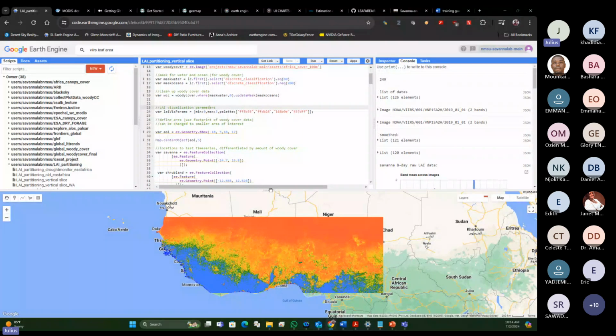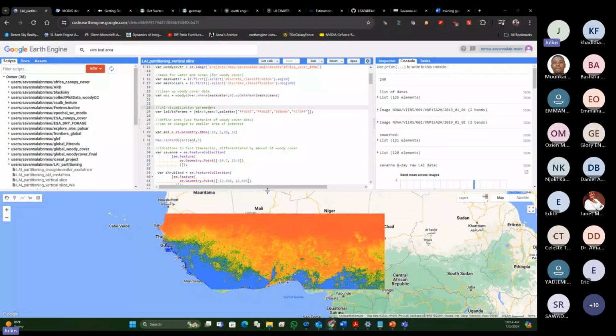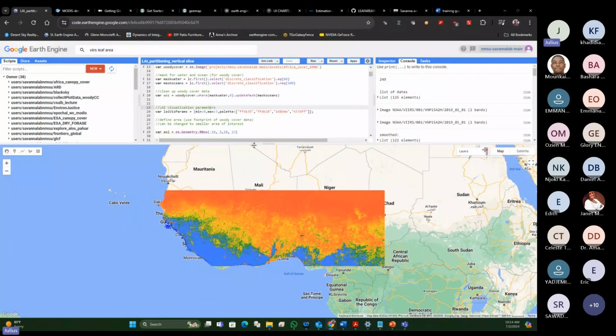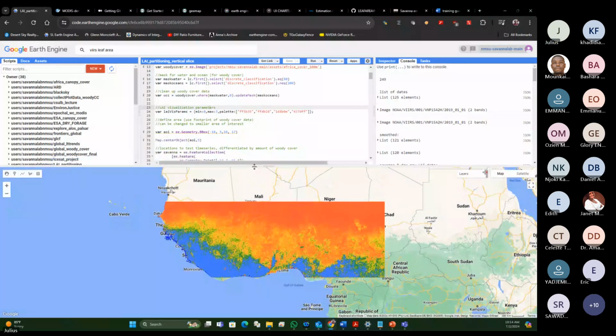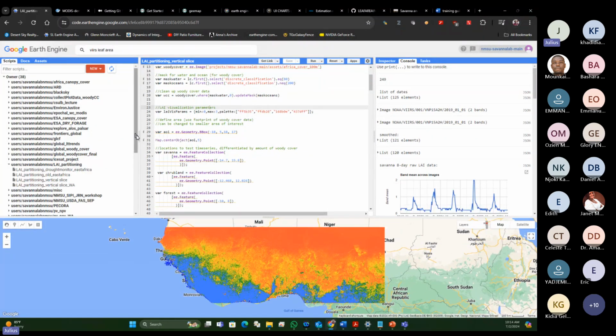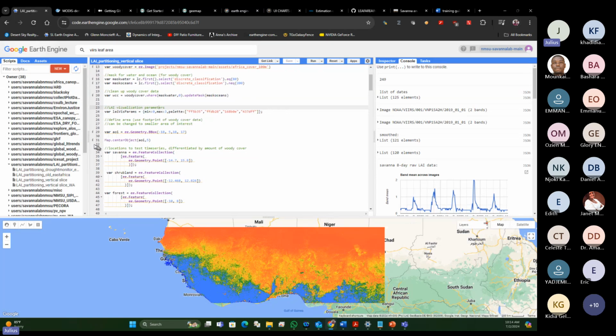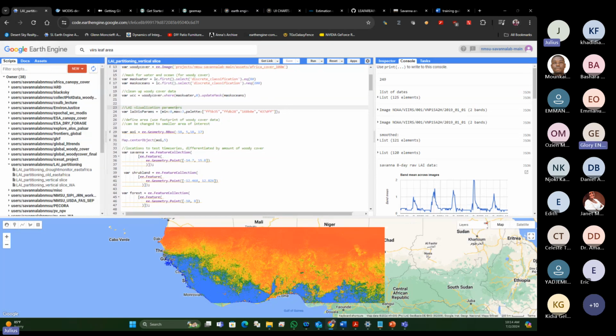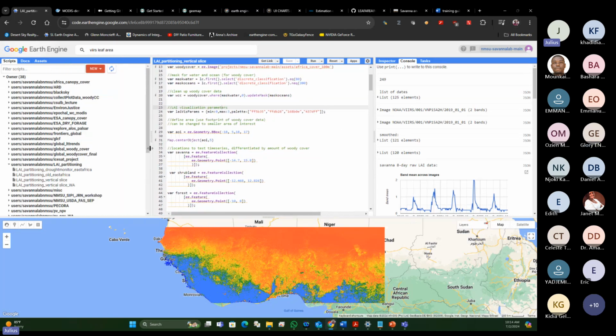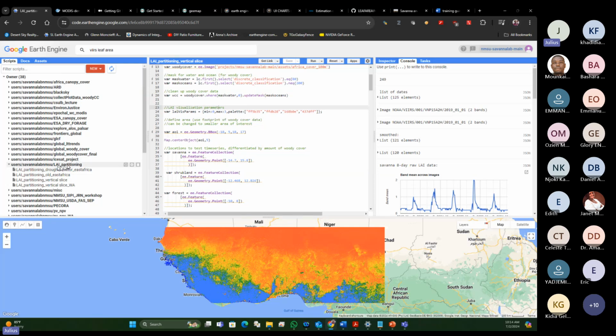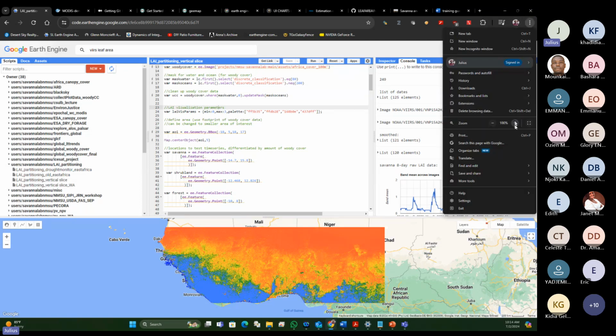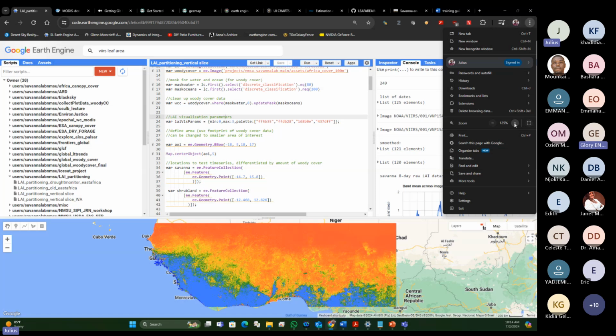You are supposed to be seeing a Google Earth Engine page. Can you confirm that? Yes, please. Okay, all right. For those who have Google Earth Engine, if you are able to access the link of the repository, there's a repository here, LAI partitioning, with several scripts. The script I am showing now is called LAI partitioning vertical slice. Let me increase the zoom so that you can read the text.